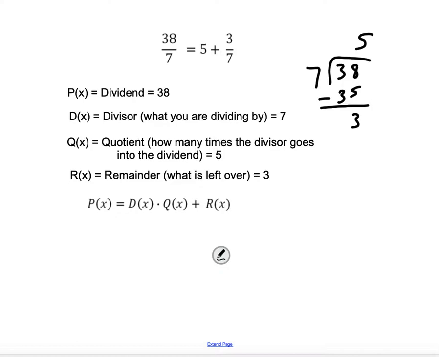So I'm going to name each of these parts for you. 38 is our p of x. It's also called our dividend. What you're dividing by is called the divisor, or d of x. When you divide and you have something left over, that's called the remainder. We abbreviate that r of x. And then the answer of how many times 7 goes into 38, which is 5 times, is called the quotient, or q of x.